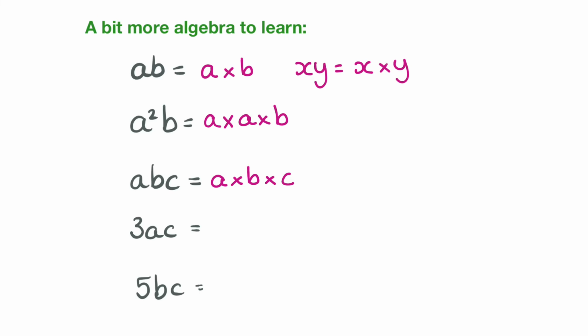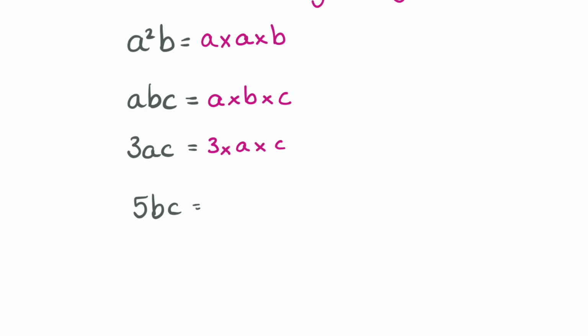And the 3AC, again, they're all stuck together. So 3 times A times C is what's meant there. And then 5BC, same sort of idea. They're all stuck together, so they're all times. So 5 times B times C. All right, so whenever we see either a number and a letter stuck together or 2 letters stuck together, it means that they need to be multiplied.